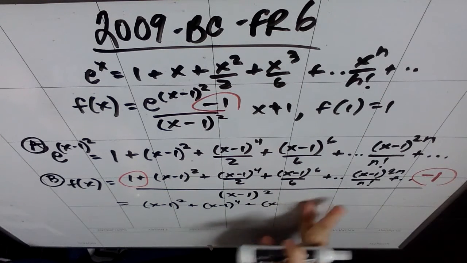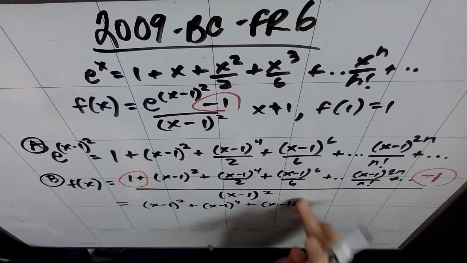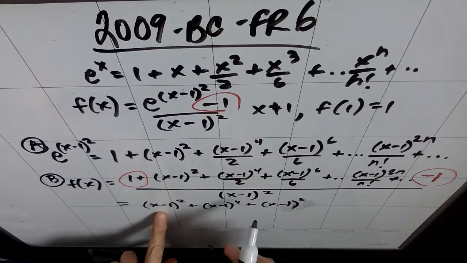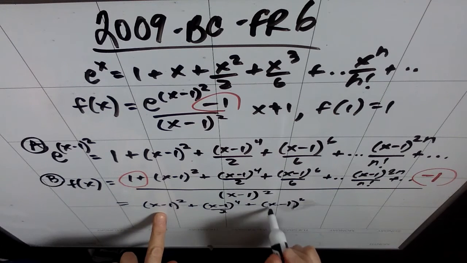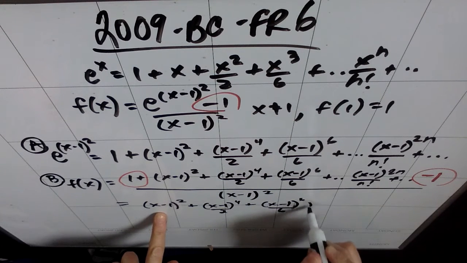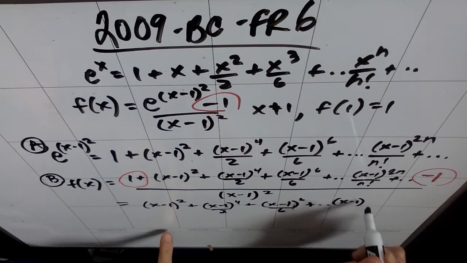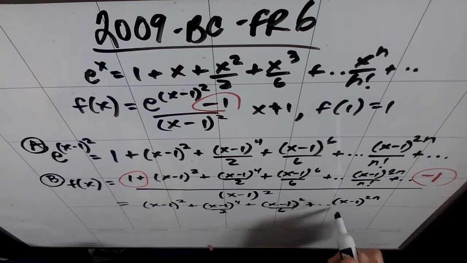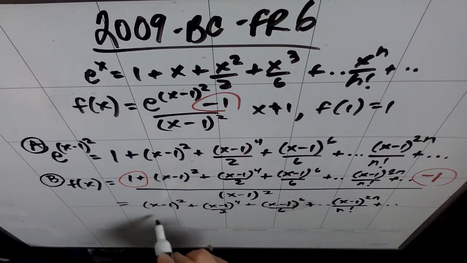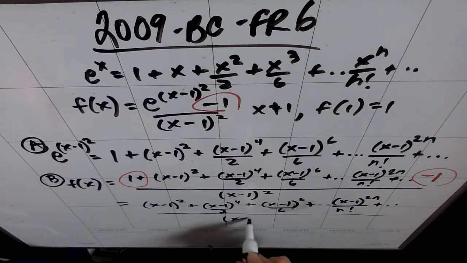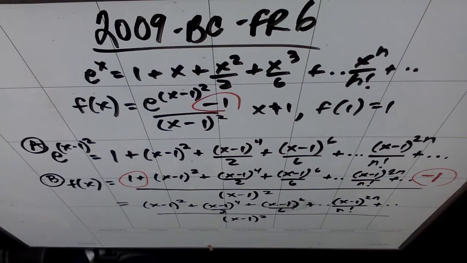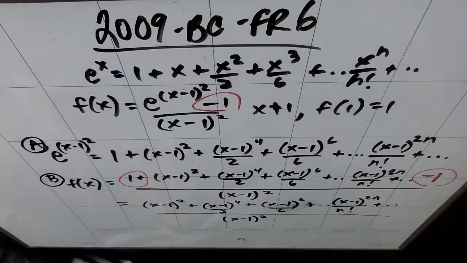Sorry, I am going to put the stuff on the bottom. I'm just trying to get all my powers done. Okay, x minus 1 squared is not over anybody. X minus 1 to the 4th is over 2. X minus 1 to the 6th is over 6 plus dot dot dot. X minus 1 to the 2n, right, over this n factorial dot dot dot all over an x minus 1 quantity squared. Well, what's going to happen is that we can cancel that x minus 1 squared out of all of these guys.